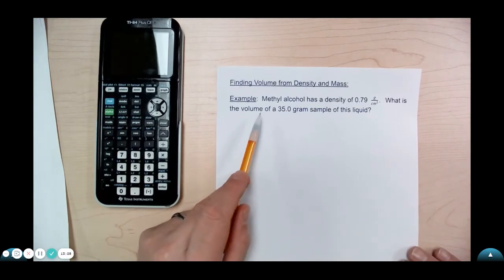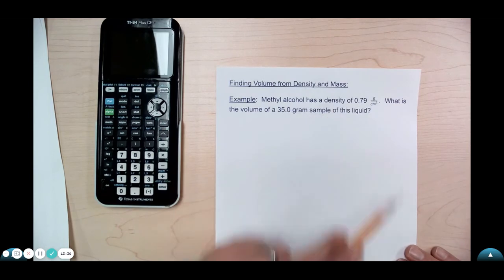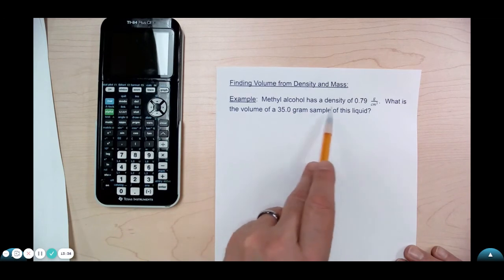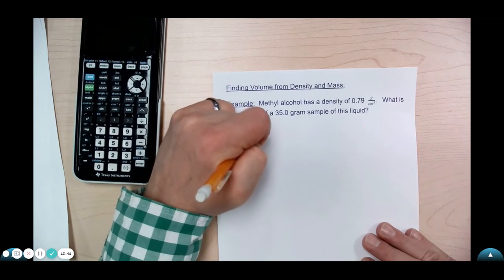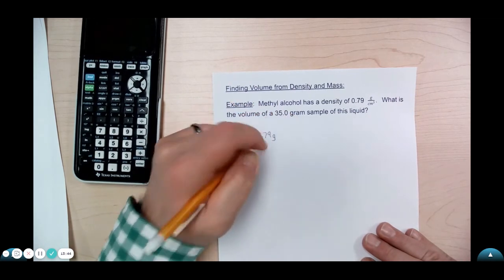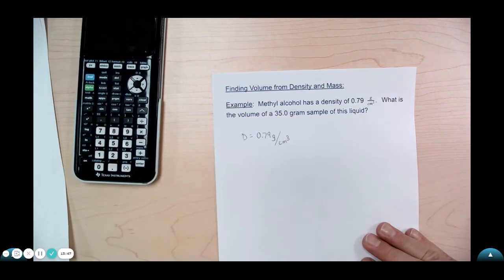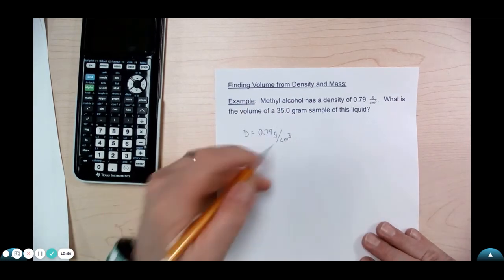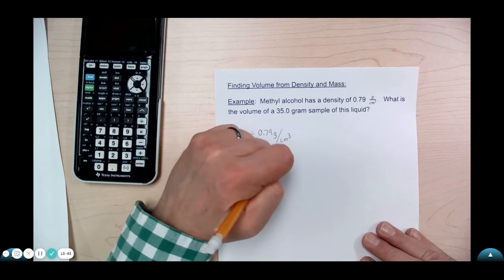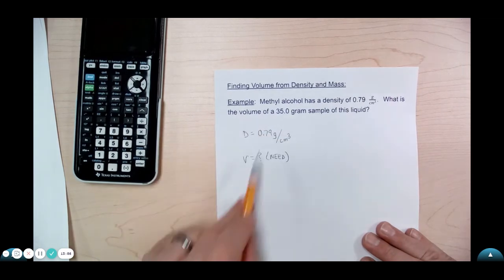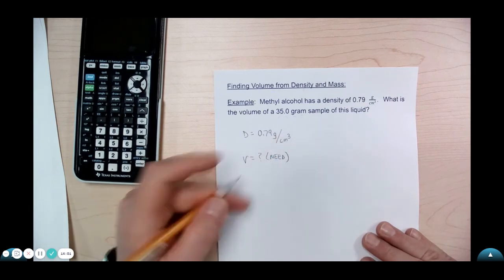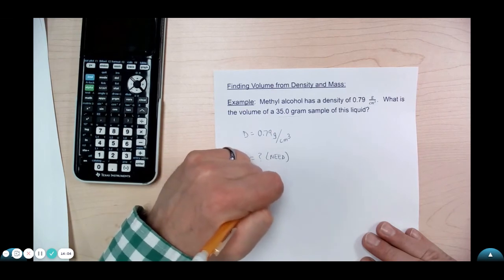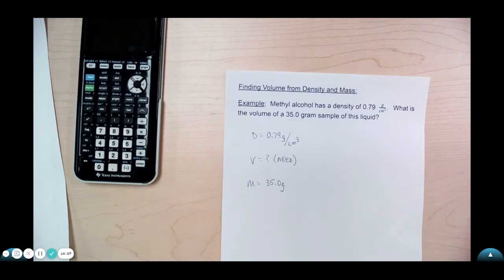Okay, let's say you want to find the volume from the density and the mass. So methyl alcohol, that's a liquid, has a density of 0.79 grams for every cubic centimeter. So the density is 0.79 grams for every cubic centimeter. What is the volume of a 35.0 gram sample of the liquid? Well, that is measured in grams. That must be the mass.